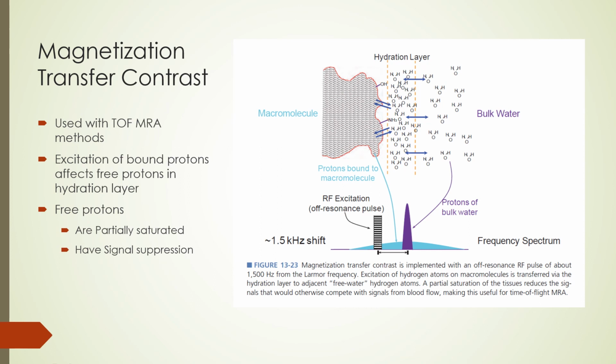The magnetization of these bound protons affects the protons in the hydration layer, causing them to become partially saturated. Signals from these partially saturated protons are suppressed. The differential contrast of the flow enhanced signal, as in time of flight MRI, is increased, leading to better image quality of the magnetic resonance angiography sequence.